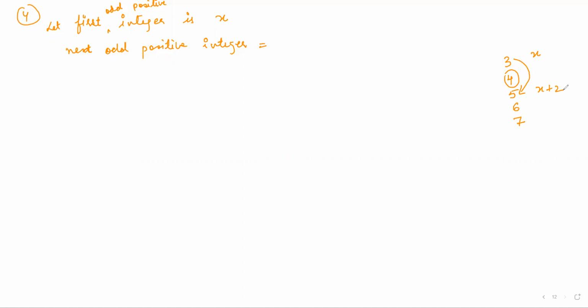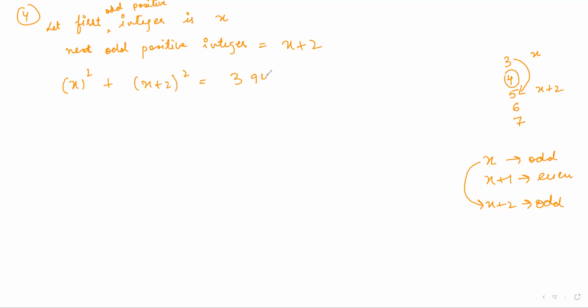See, if x is odd, then x plus 1, the next number will be even, right? Then x plus 2 will again be odd. So the next consecutive number will be x plus 2. Okay. Now the sum of the squares, that means first number square plus second number square. This sum is 394, according to the question.